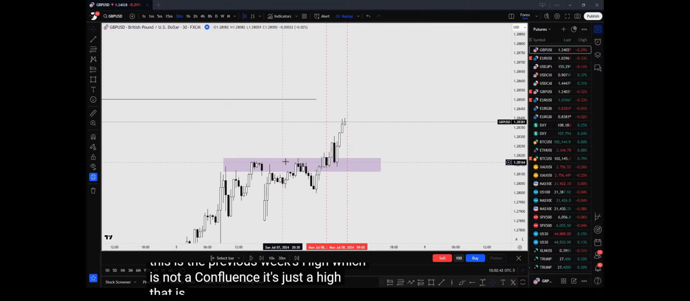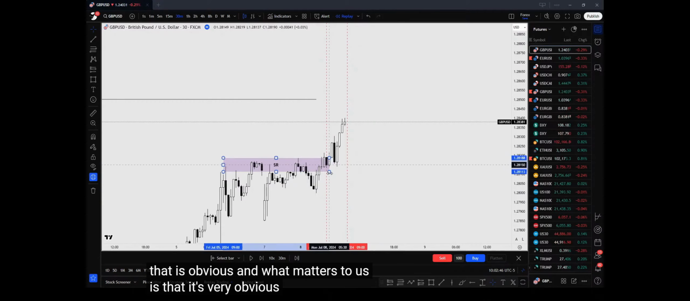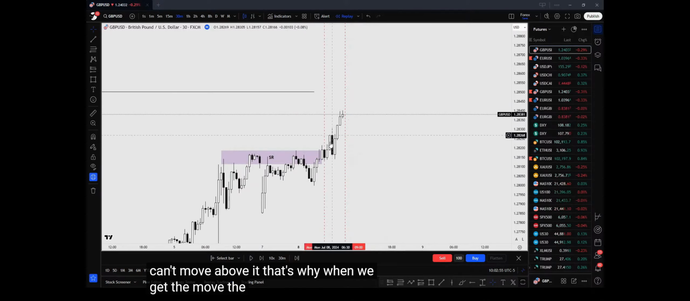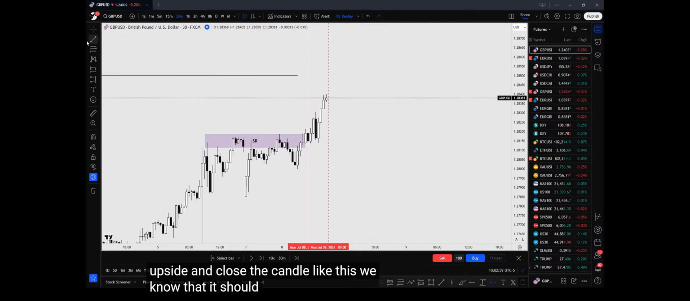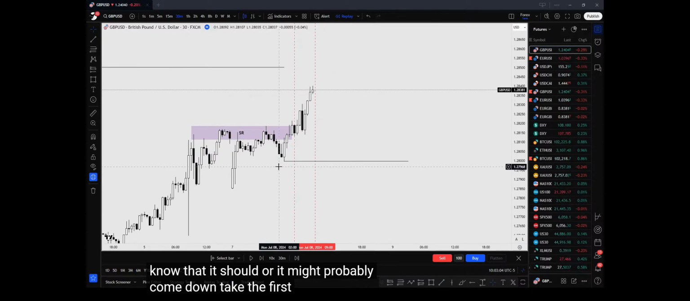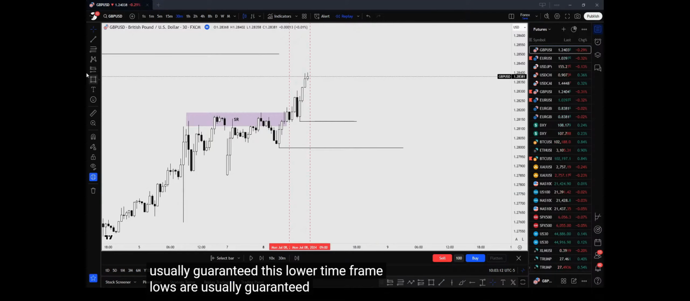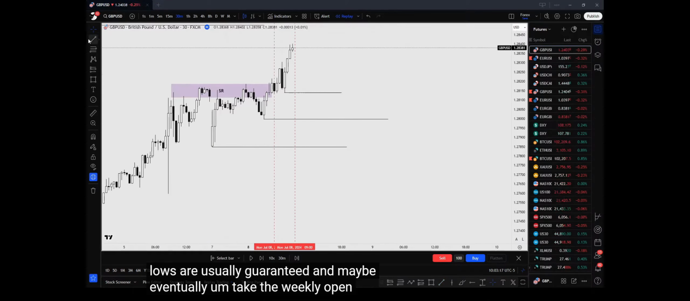It's just a high that is obvious, and what matters to us is that it's very obvious, the level, multiple highs, and it looks like price can't move above it. That's why when we did the sudden move to the upside and close the candle like this, we know that it should, or it might probably come down, take the first low before the breakout, at least. These lows are usually guaranteed.